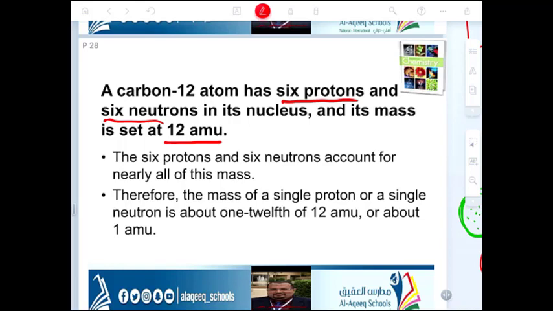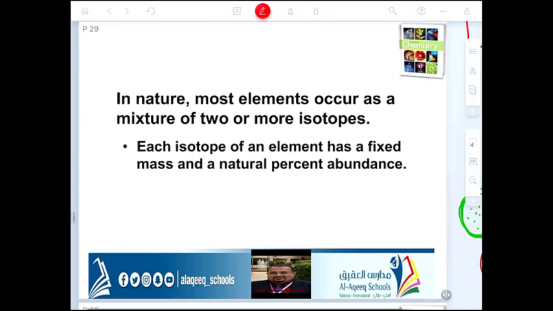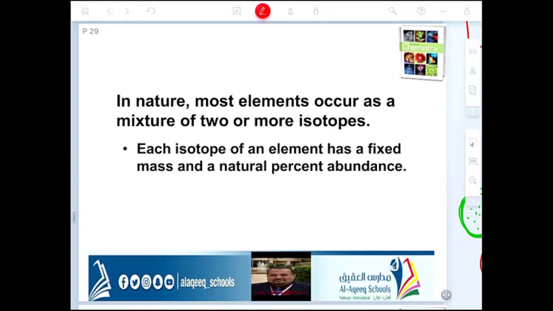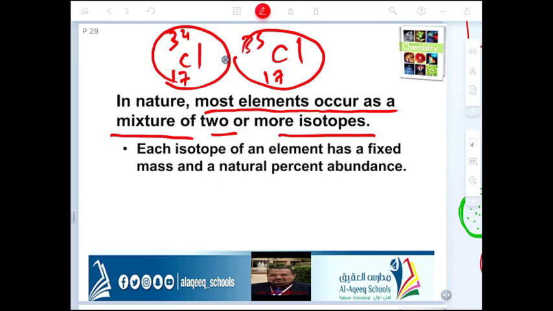Other elements can be measured by this method using this reference isotope. All elements have isotopes. Most elements in nature occur as a mixture of 2 or more isotopes, like chlorine. Chlorine is found as chlorine-34, chlorine-35, or 35 point something, and so on. It means it's more than one isotope. Most elements are like this.